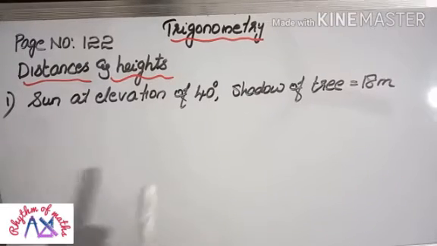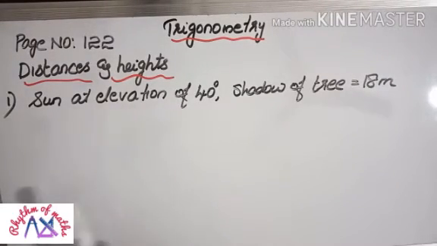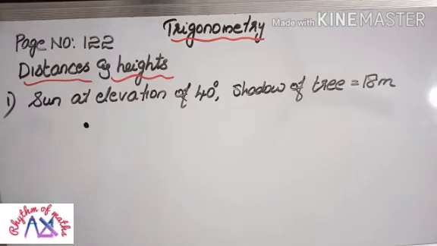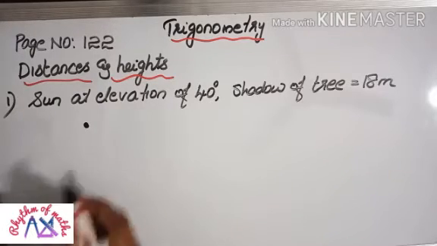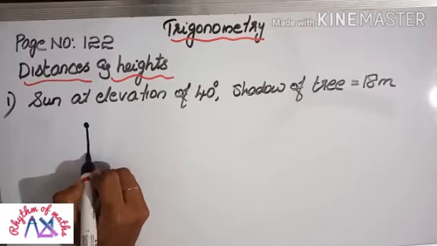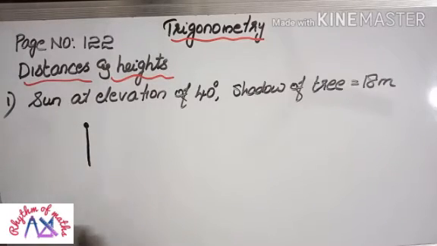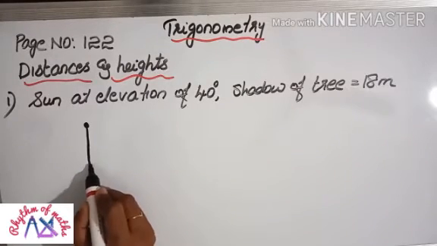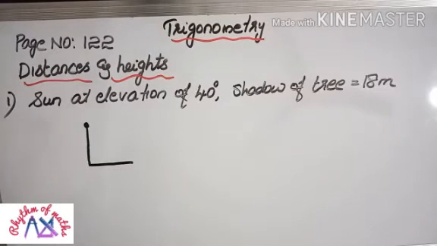So let's check here, sun at an elevation of 40 degree. A sun we need, so let's mark the sun as a point, like this. Now shadow of a tree. Shadow of a tree means what we need? A tree we need. Tree means it's a straight line, so let's mark this as tree. Now shadow. Shadow is always parallel to ground.